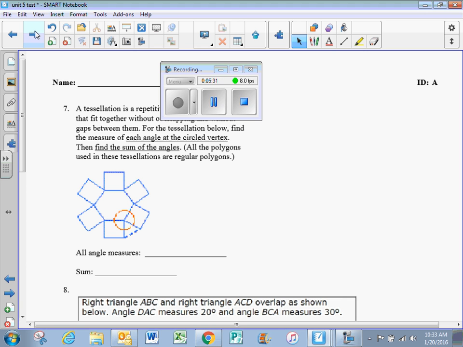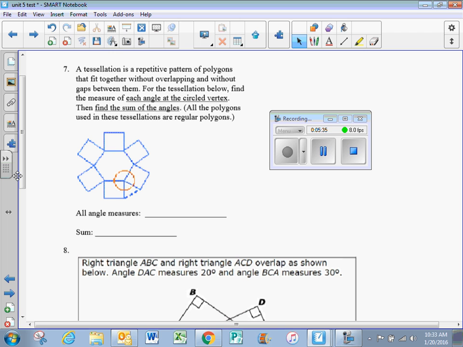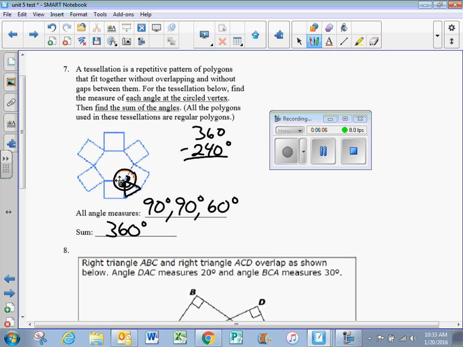Okay. Very similar problem to what we had on the practice test here. I thought this was almost too easy, because that's a square and we know that's 90 degrees. Since they're regular polygons, that's an equilateral triangle, so I know that has to be 60 degrees. So far we have 180 plus 60 is 240. If I already have 240 degrees and I know altogether that's a circle of 360, the sum of those angles is 360, then I know that last angle must be 360 minus what I already have, or 120.